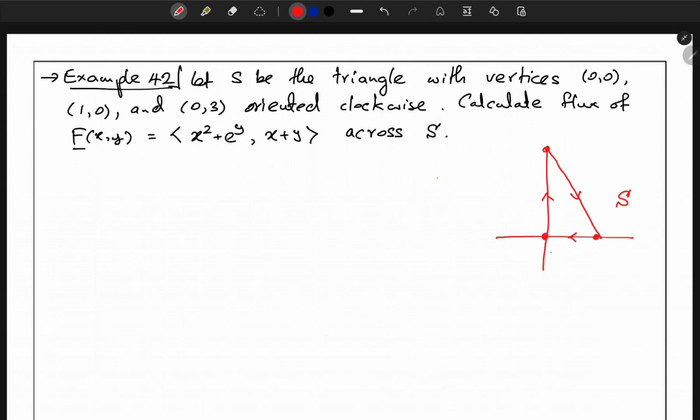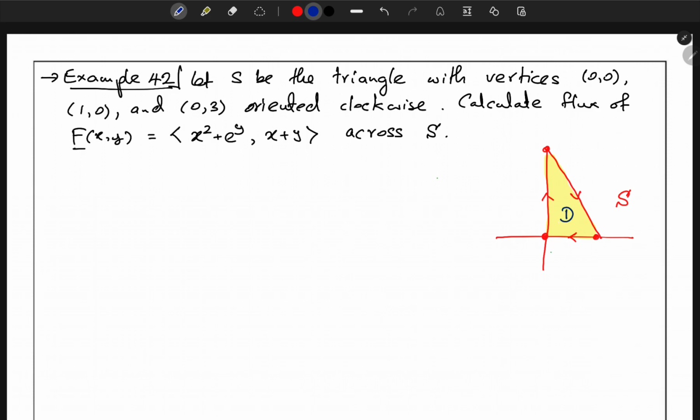Now, if we were to find the flux using just the curve, then we have to do three integrals. So we have to break S into three smooth curves, find the flux for each curve, and then add them. Instead of that, we are going to use Green's theorem, so we only have to worry about a single double integral. So let's rename this region D.